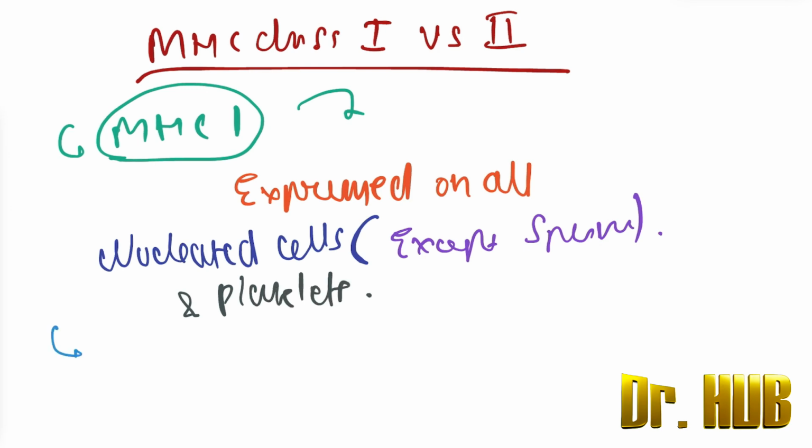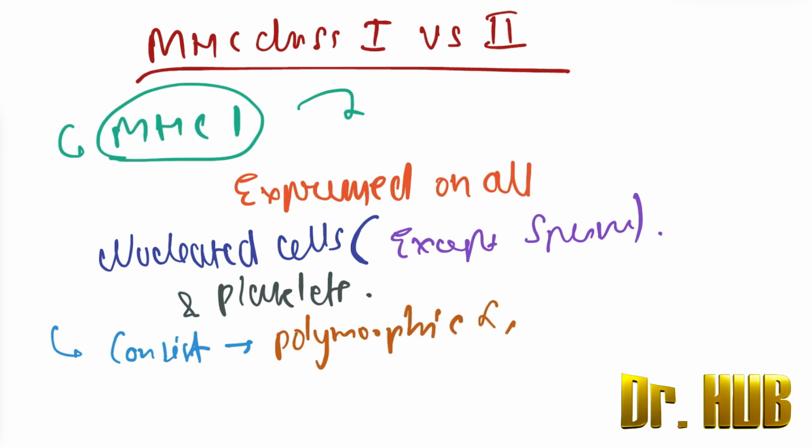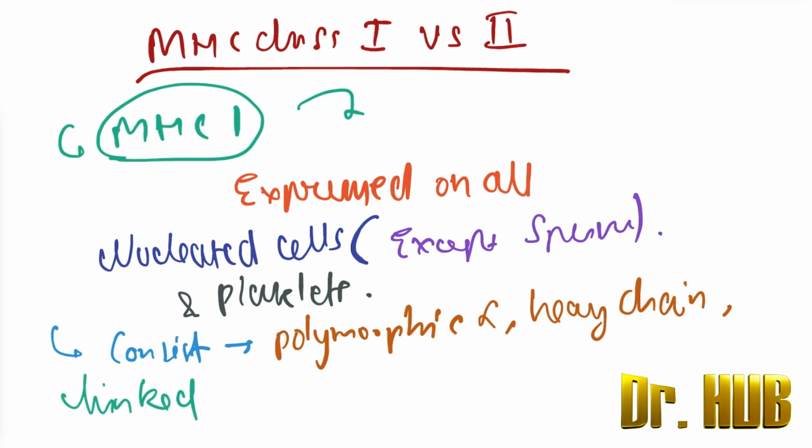Next, what does this consist of? It consists of a polymorphic alpha heavy chain, linked covalently to the beta 2 microglobulin.